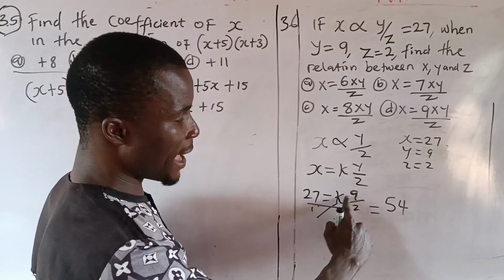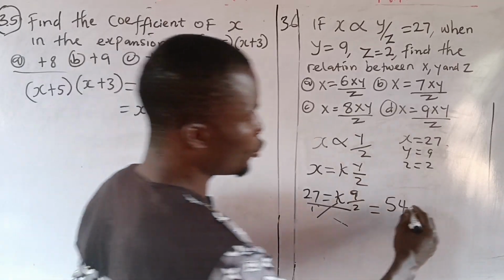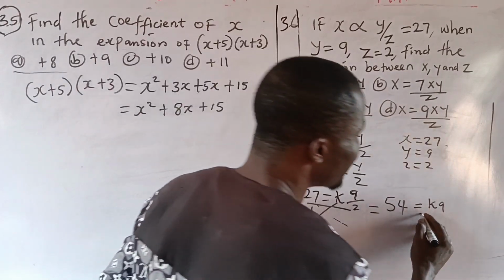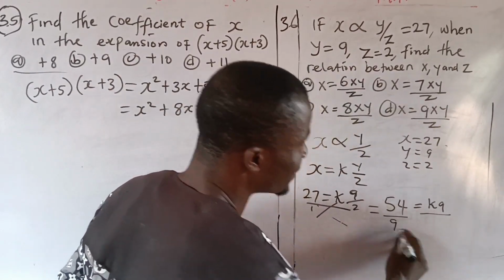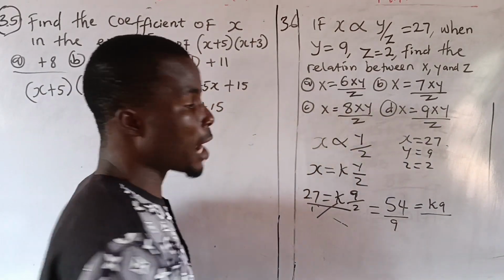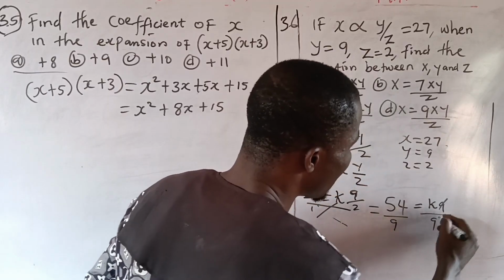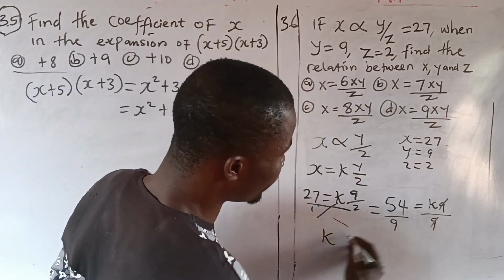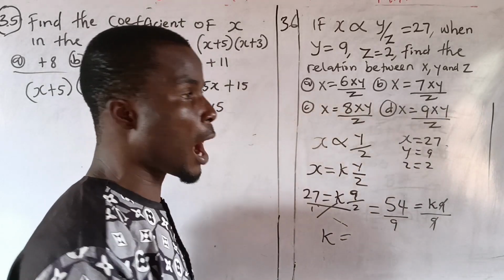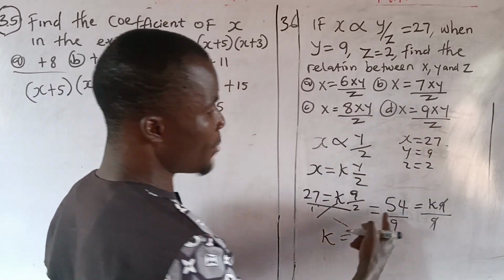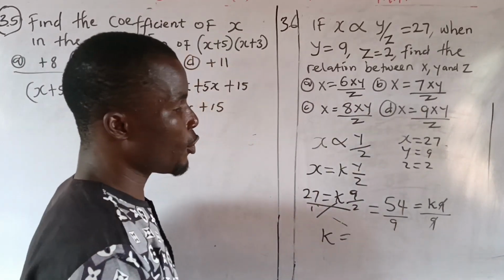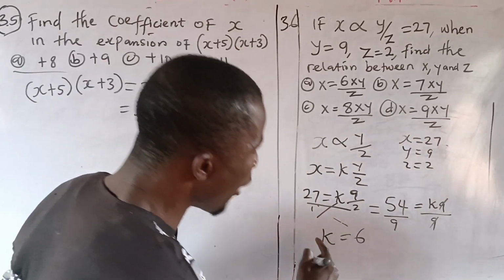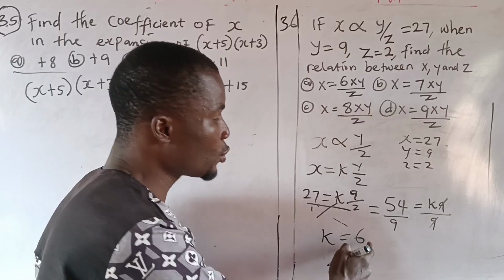9k times 1 will give us 9k. So we divide all through by 9 in order to get our constant. 9 cancels 9, so we are left with k. 54 divided by 9, how many 9s can you see in 54? We are going to see 6. Therefore, our k is equal to 6.